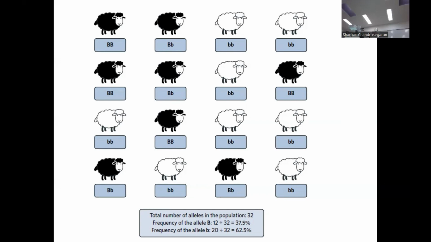And now let's find out the frequency of allele B in the capital form. So we just count how many capital B's we can find. There's a total of 12. So 12 divided by 32, we get 37.5%. So 37.5% of all the alleles found in this population are capital B, or dominant B. If you look at the frequency of allele lowercase b, you can see that there's a total of 20 lowercase b's found as alleles, and when you divide it by 32, which is the total number of alleles, you get 62.5%. So that's how you should look at it.